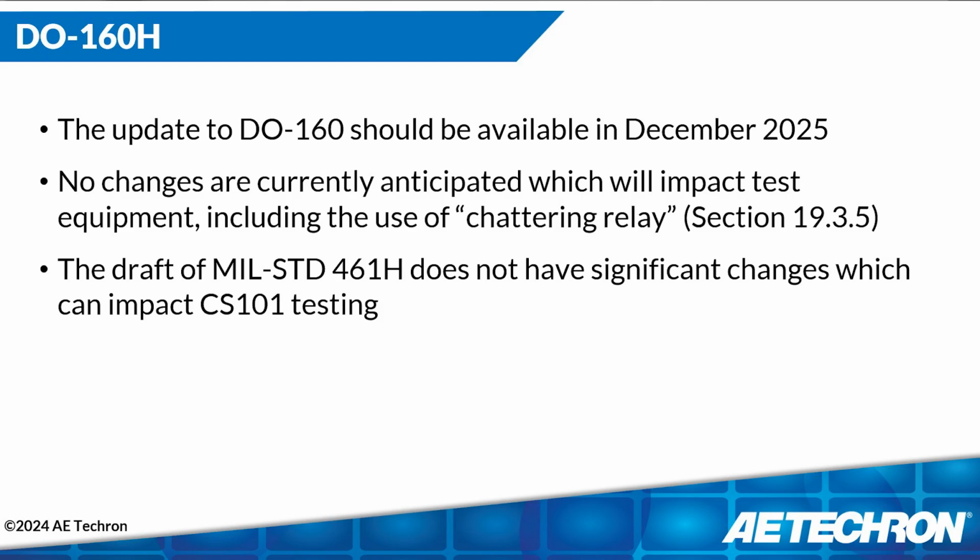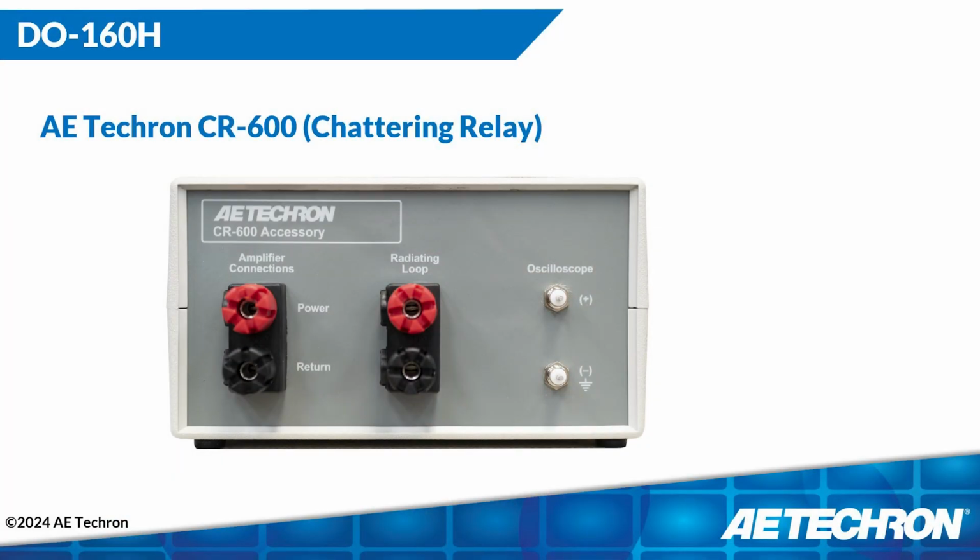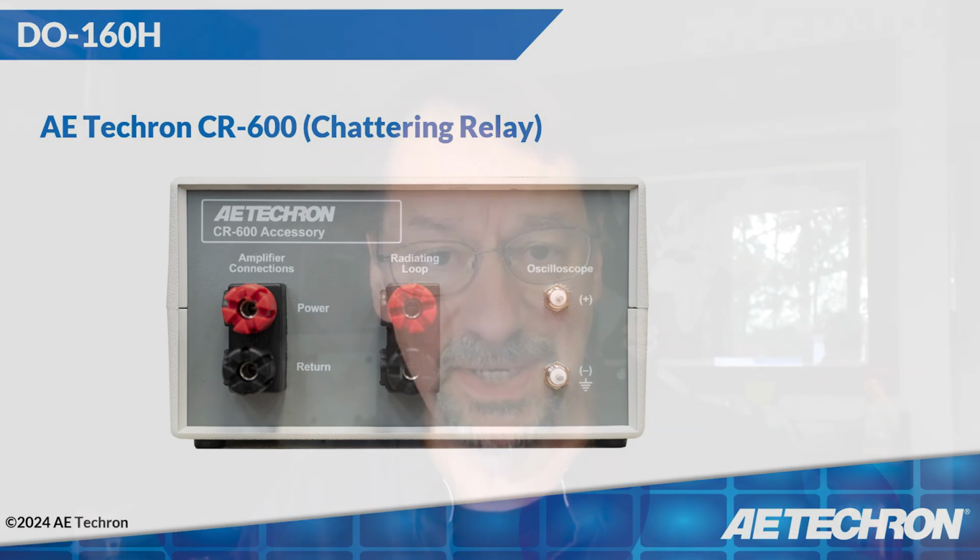There are going to be a lot of changes. However, none of the changes will impact how the equipment is going to be used or set up. In fact, there's one test, the chattering relay test from Section 19 of DO 160, that they wanted to eliminate and use another type of equipment. And I was able to convince them, based on the equipment you sell and on some other testing I had done in part of the development of that equipment, to show that this is still a very valuable test and we have left it in.